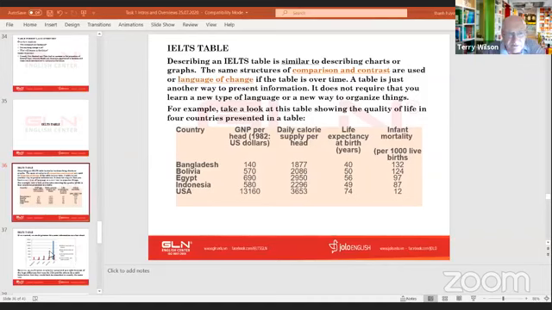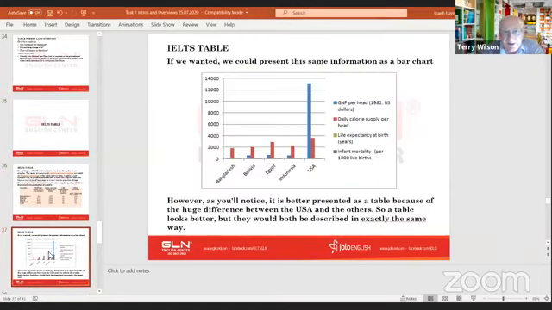So let's have a look at another representation. So the same data could be represented in the form of a bar graph. But the problem with this is because the USA's numbers are so much higher than the others, it would really distort the overall graph. So it is better described as in a table.